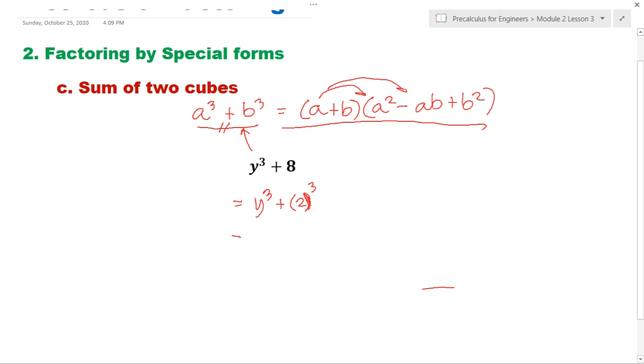Then we can factor out pala into y plus 2, kasi diba a plus b multiplied by a squared. So a natin is y, so y squared minus, sabi na ito, a times b, so y times 2 or minus 2y. Then square mo sa b. Our b is 2, so 2 squared is 4. So this would be our final answer. And take note, class, we cannot factor the second factor anymore, kasi yan na yung pinaka-simplified niya.